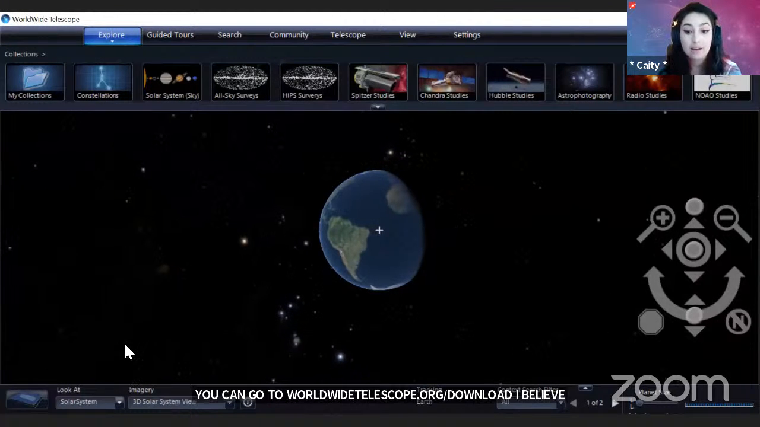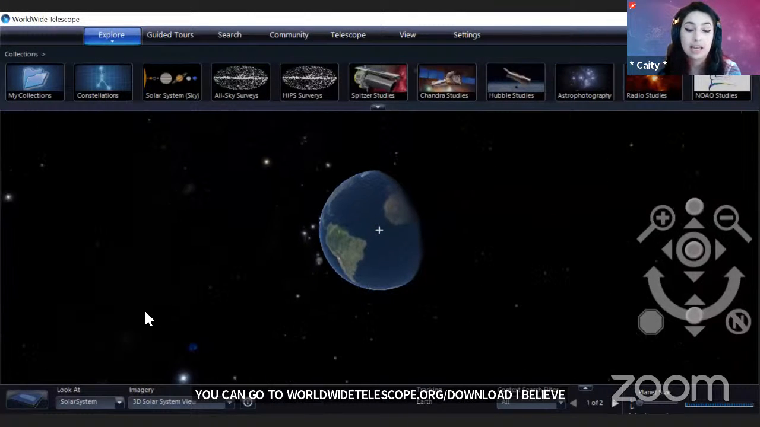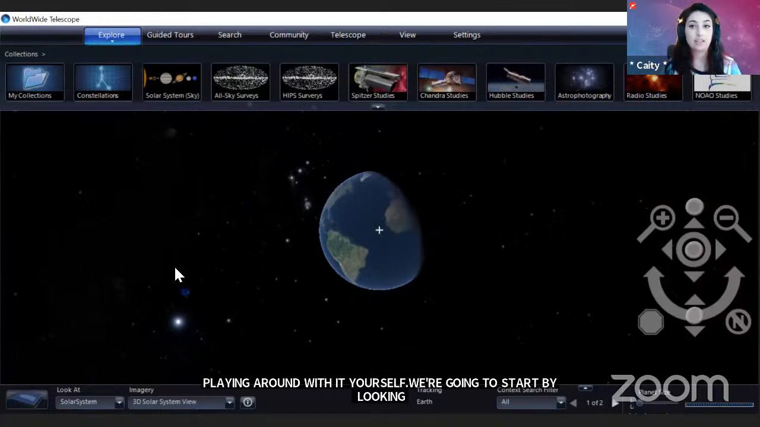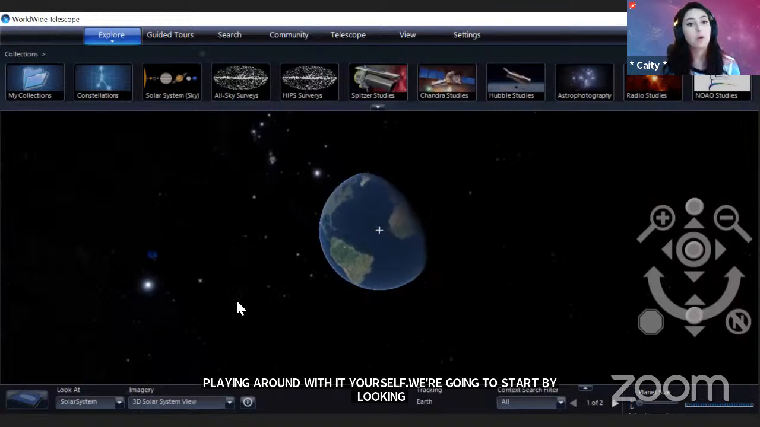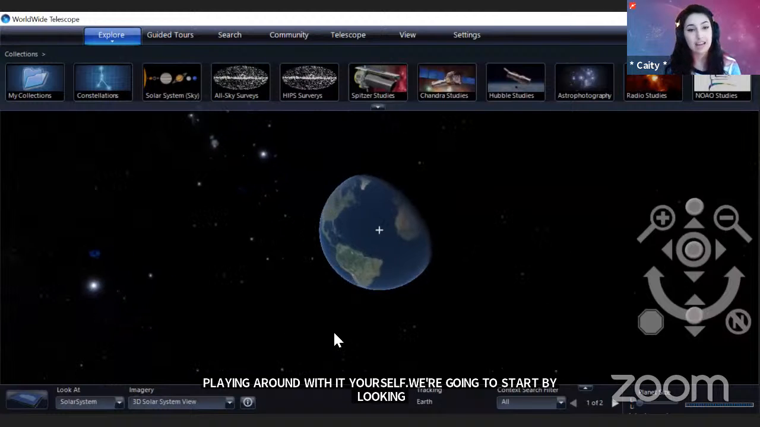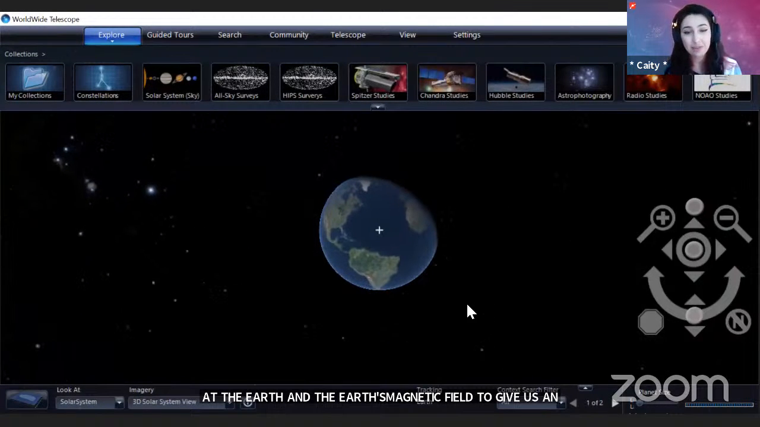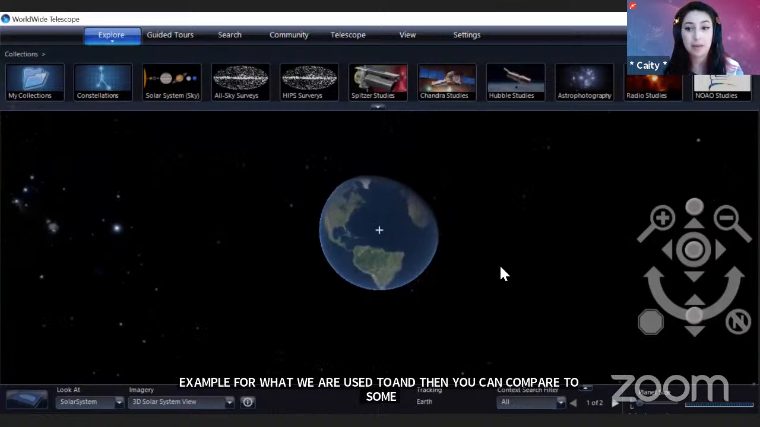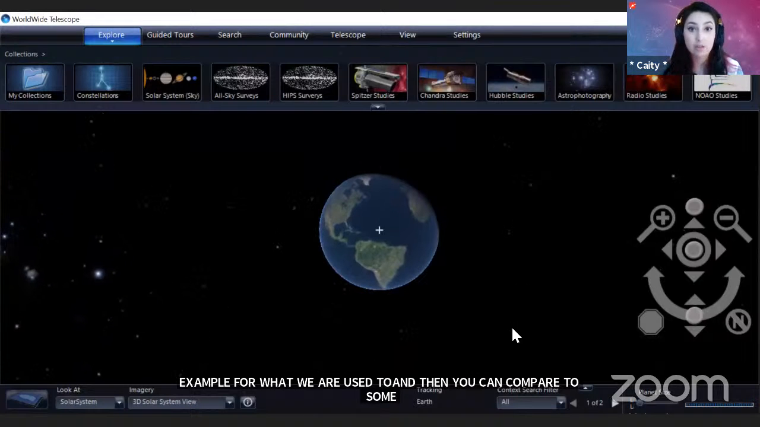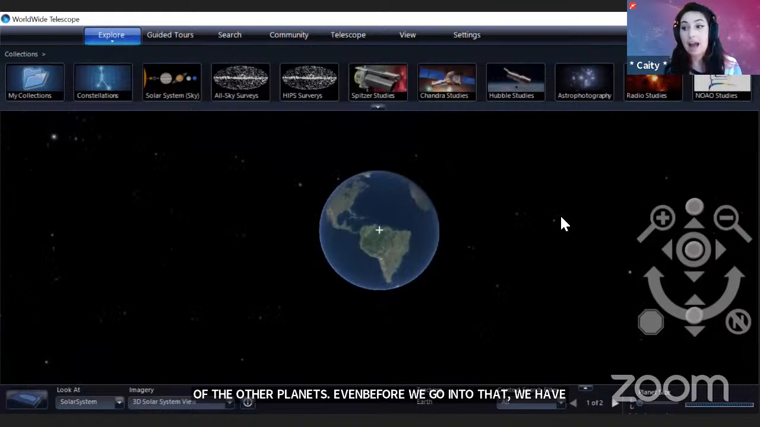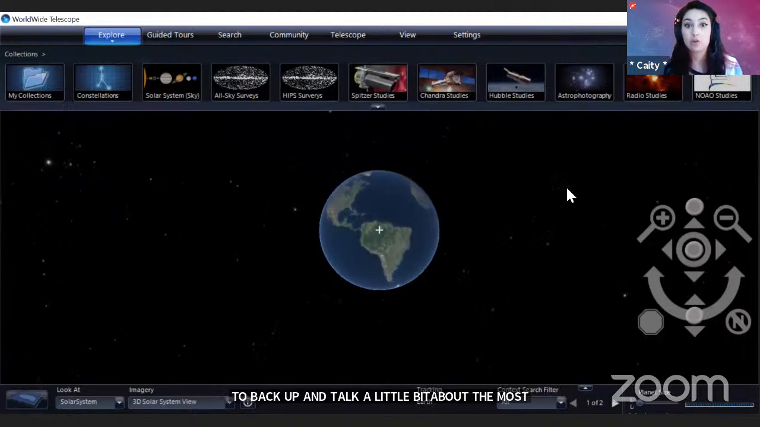So we're going to start by looking at the Earth and the Earth's magnetic field to give us an example of what we're used to, and then you can compare it to some of the other planets. But even before we go into that, we have to back up and talk a little bit about the most fundamental pieces of physics and astronomy. So how are magnetic fields created?